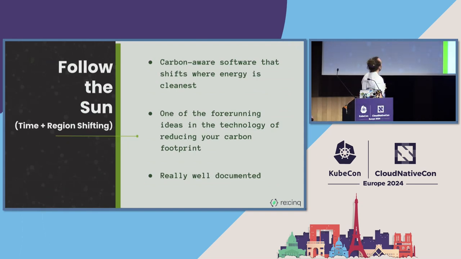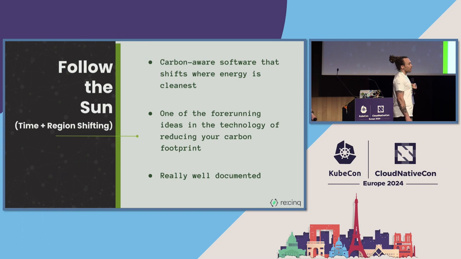And with these two ideas combined, we get this follow the sun methodology, which is very much stolen from our support engineering colleagues, where you've got an engineer in every time zone to follow the support. In follow the sun in emissions, we're talking about the software following wherever the carbon intensity is lowest. This is being designated as carbon-aware software, so your software is actually aware of the carbon intensity that it runs on. Now, this is one of the four running ideas in the industry in how to reduce your carbon footprint.